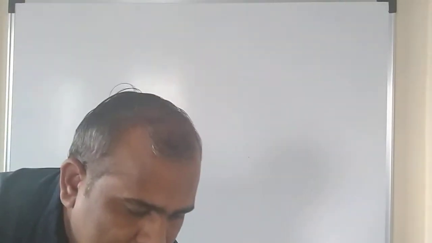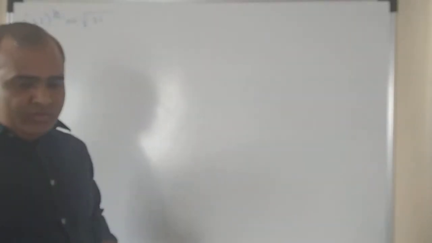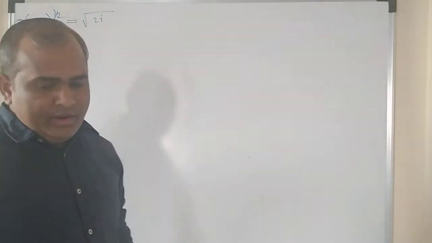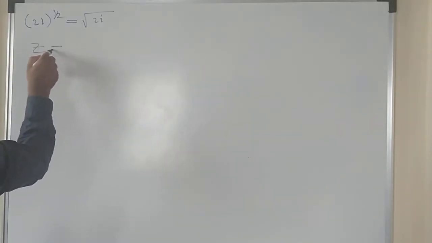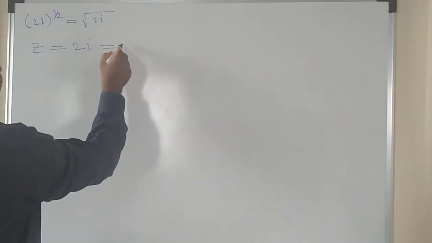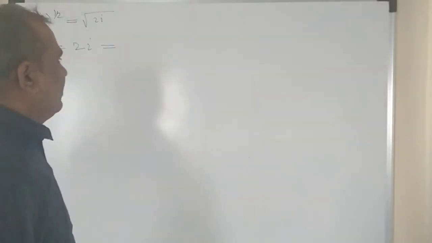So let us find the square root of 2i, that is, (2i) raised to power half. In order to find the square root of 2i, what should we do? Let us assume that z is equal to 2i, and write this 2i in the form of cos theta and sin theta.